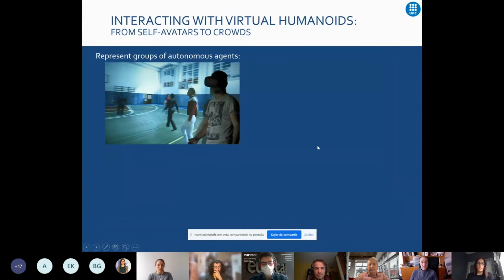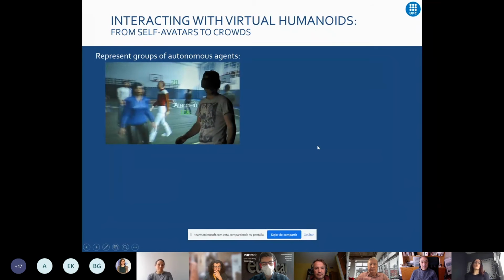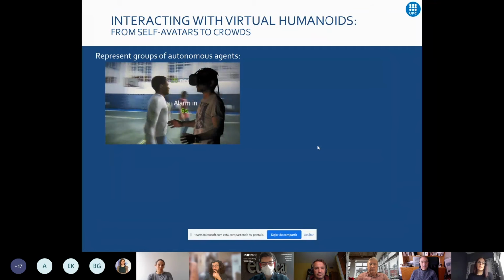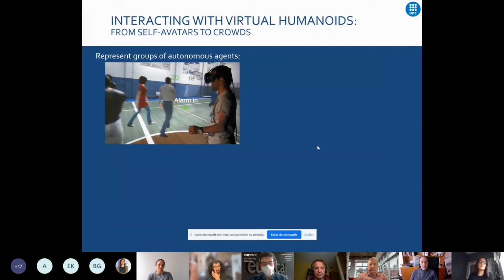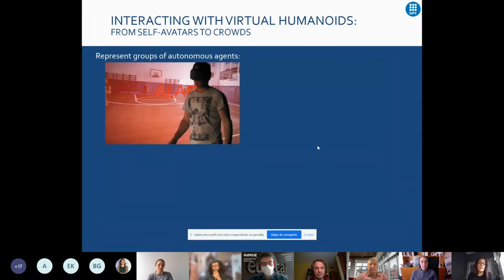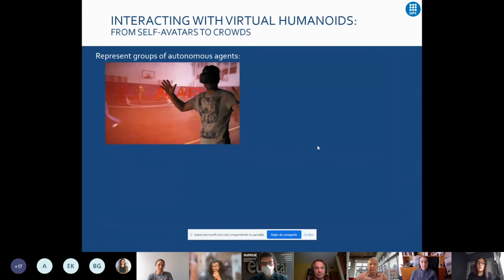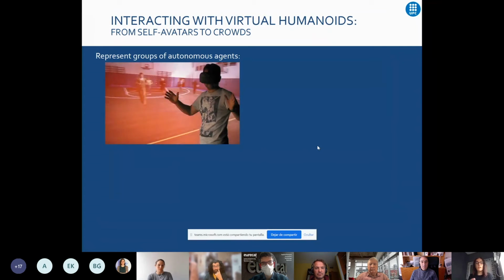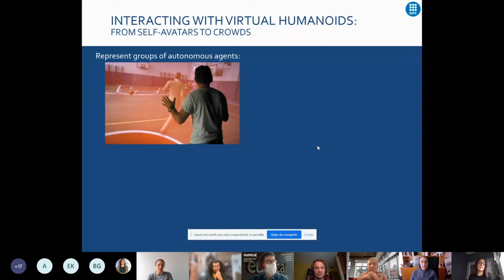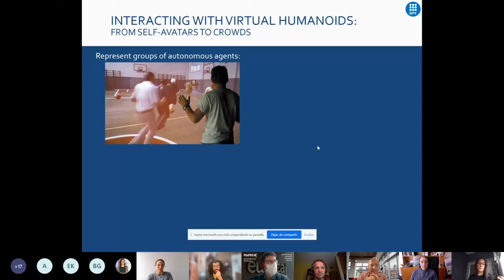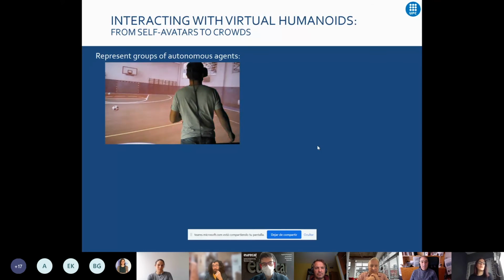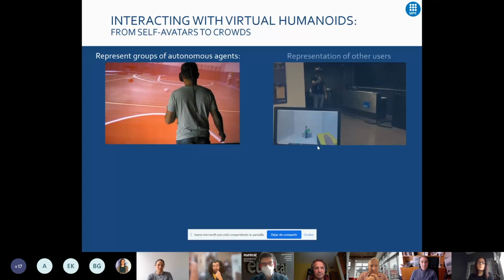So why or where are we using avatars currently? We are using avatars, as I was saying, to populate environments with the purpose of studying human behavior. Here what you have mostly is autonomous virtual agents that need to have some tasks assigned so that they can give the appearance that you are in a real situation, and we can study how people behave, for example, in the case of an emergency.